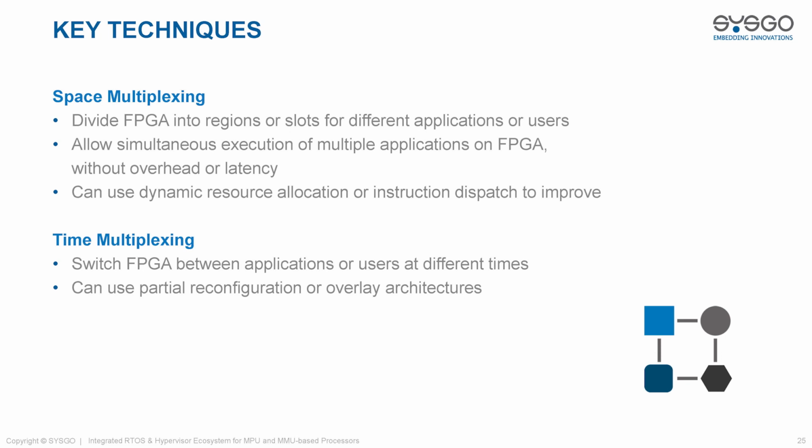Another vital technique is time multiplexing. Here we switch the FPGA between different applications or users at different times. And this can be done using techniques such as partial reconfiguration or overlay architectures. Time multiplexing here allows us to make optimal use of FPGA resources, ensuring that each application or user gets its fair share of available hardware while maintaining performance and isolation.